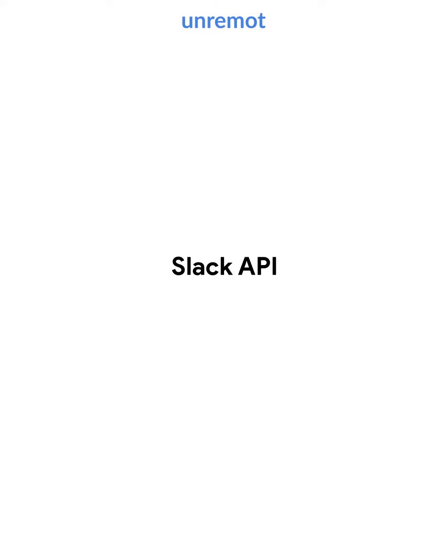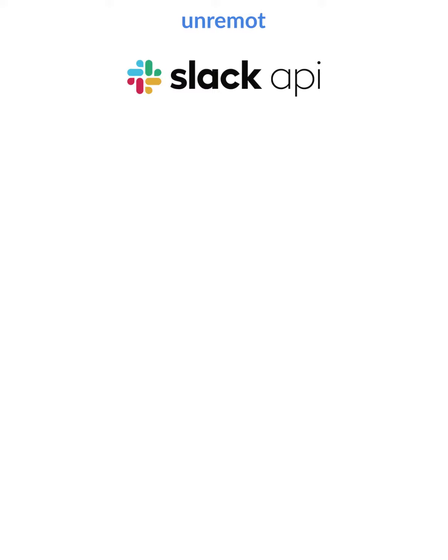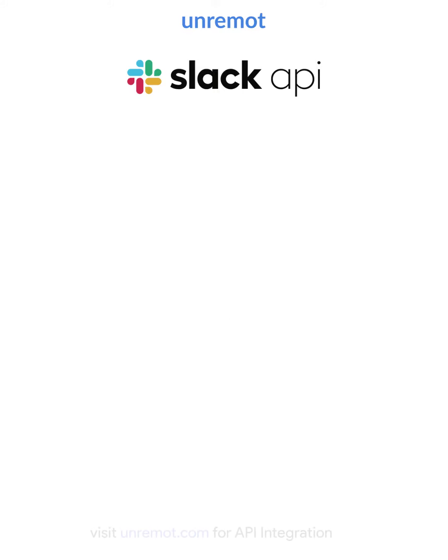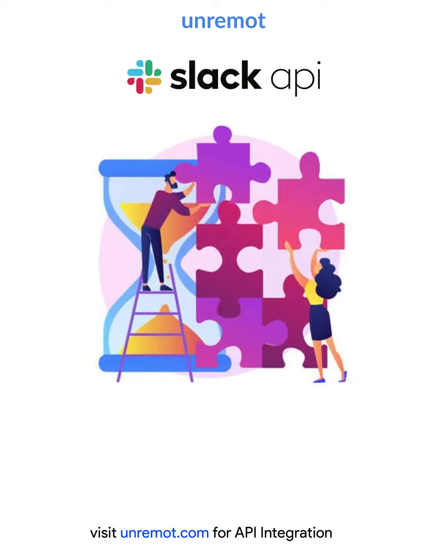In today's video, we will be diving into Slack API. Slack API is a powerful tool that allows developers to build custom applications, automate workflows, and exchange data with the Slack platform. Slack API provides several integration options to suit different use cases. Let's explore some of the main types.